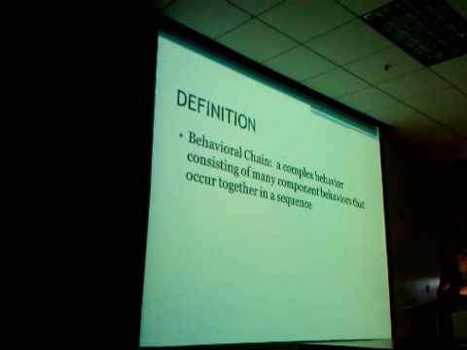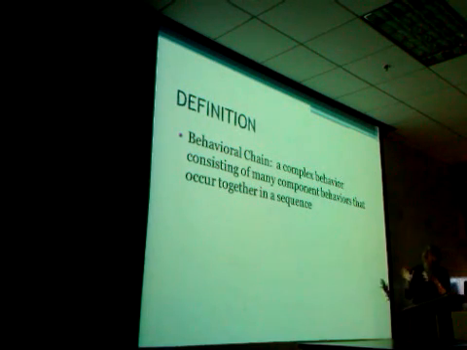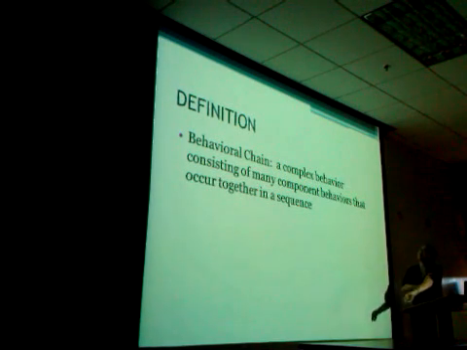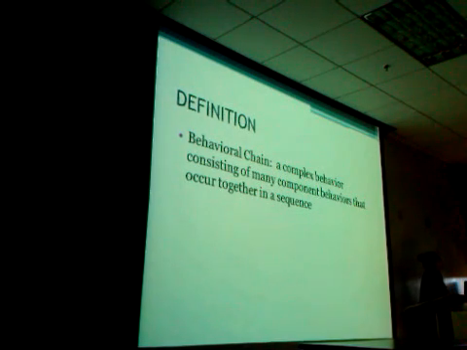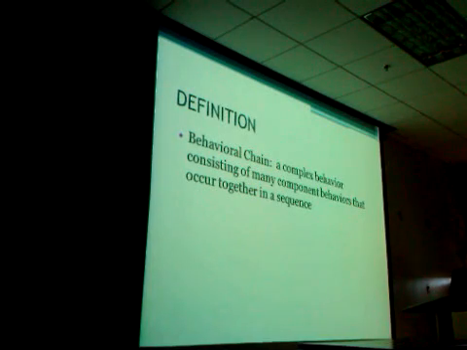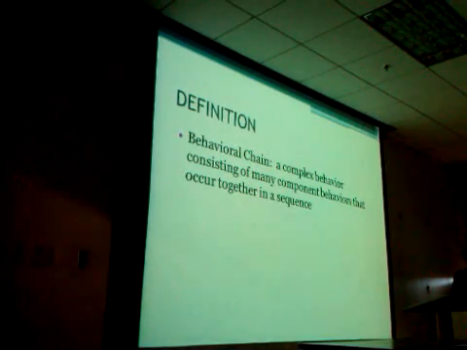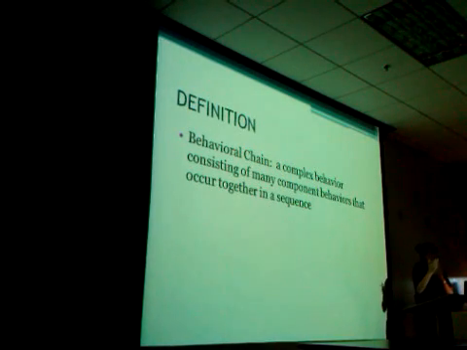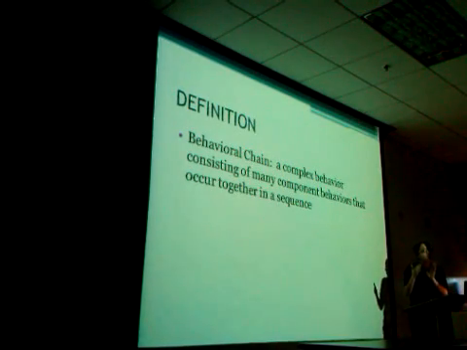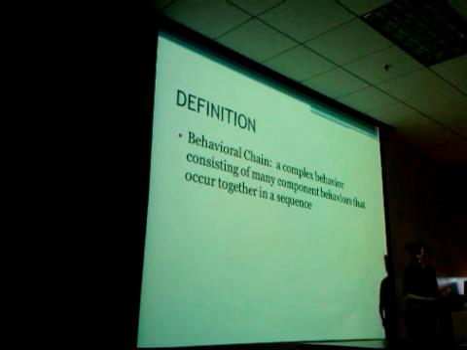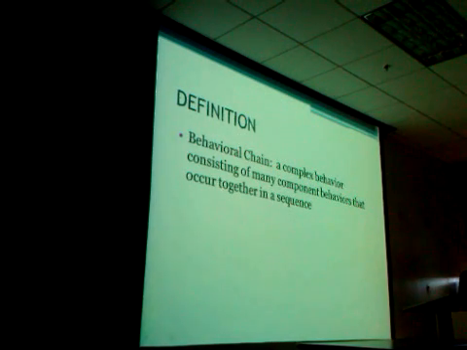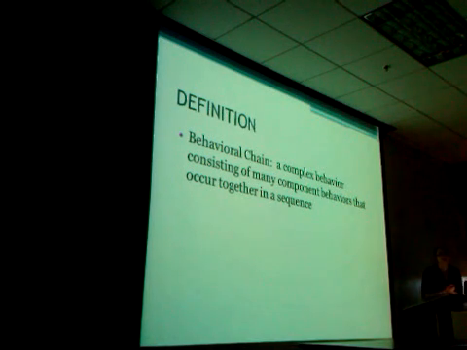A behavioral chain is a set of complex behaviors that consist of many component behaviors that must occur in a sequence. So you have to perform these behaviors in a certain order in order for you to display the correct behavior. For example, doing your laundry.